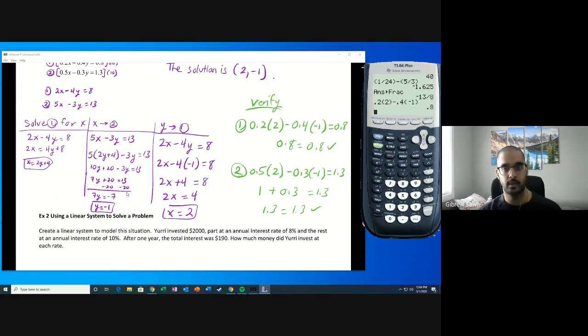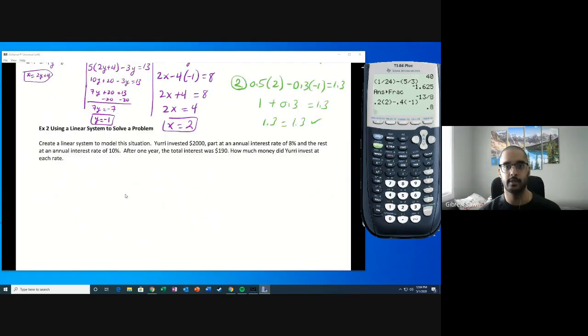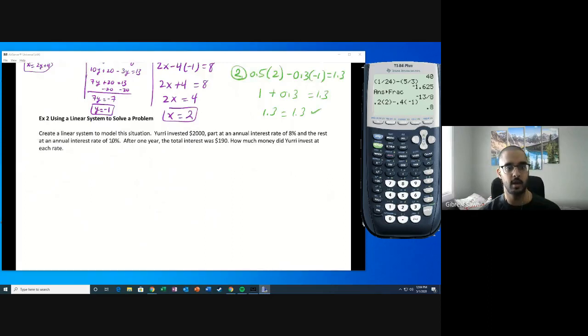Okay, the last one on here will take care of a little bit of a problem-solving scenario. Create a linear system to model this situation. You already invested $2,000, part at an annual interest rate of 8% and the rest at an annual interest rate of 10%. After 1 year, the total interest was $190. How much money did they invest at each rate?